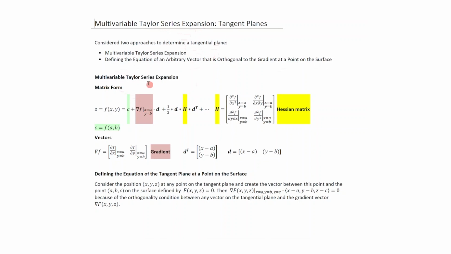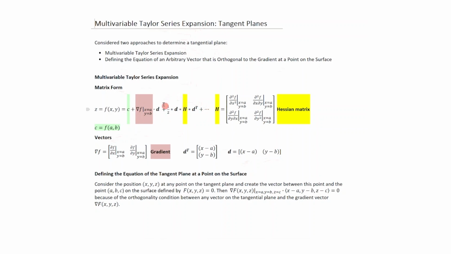For the multivariable Taylor series expansion method, we took the function, which is in this case two variables, and we expanded outwards. This is in matrix form. So c would be evaluated at the point a, b. This would be the gradient vector dot d, where d was just the difference vector between x and the established values at a given point, x minus a and y minus b. That's the gradient vector. This would be evaluated at the position of interest.